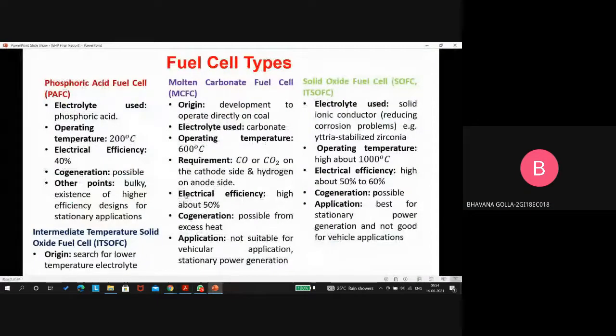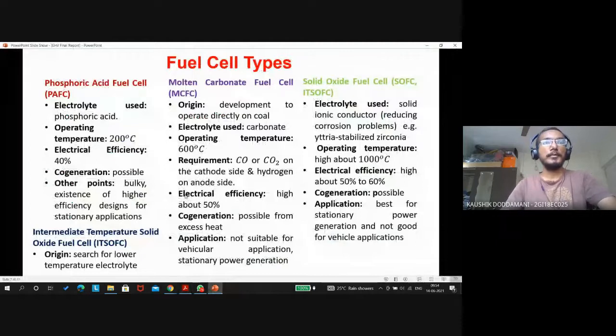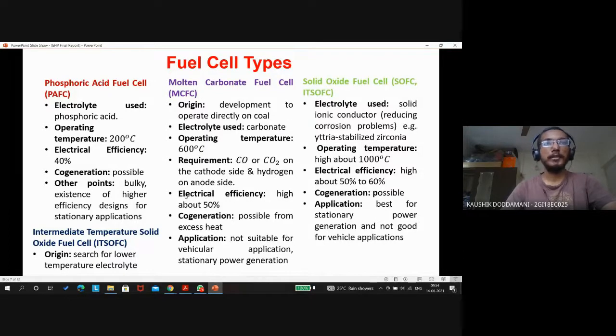Yeah. So thank you, Bhavana. The next fuel cell we have is the phosphoric acid fuel cell. It is one of the oldest fuel cells. You can say the fuel cell origin was first done by PAFC type fuel cell. As the name suggests, the electrolyte used is phosphoric acid, and the operating temperature is about 200 degrees Celsius, and electrical efficiency is 40%, which is quite low. And the cogeneration here is possible.